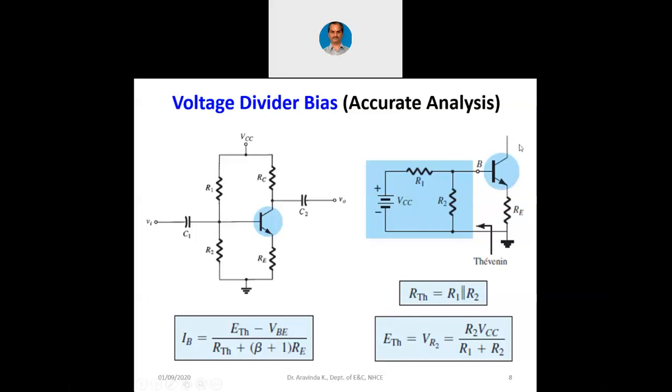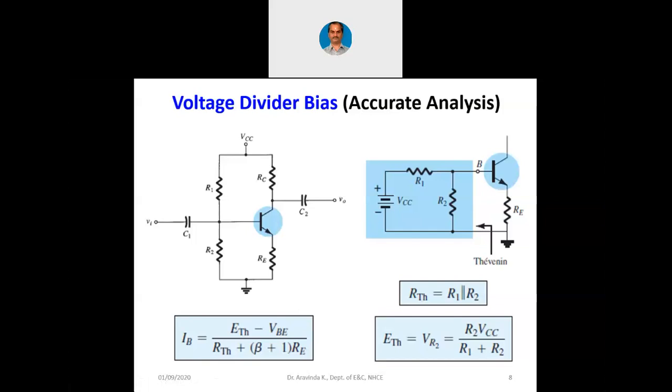So, whatever formula you are remembering for the emitter bias, remember the same formula for the base current for the voltage divider bias. The only difference is at the numerator, instead of VCC, it is ETH, and at the denominator, instead of RB, it is RTH. And you always remember that RTH is nothing but R1 parallel with R2 and ETH is nothing but the voltage across R2. This way, if you remember, you can easily solve the exercises meant for this biasing circuitry.